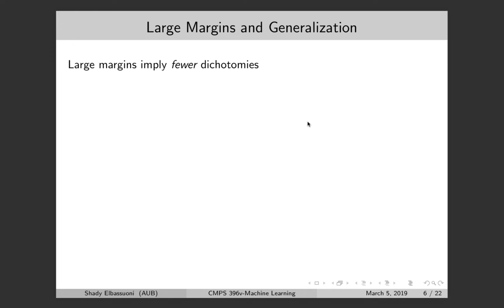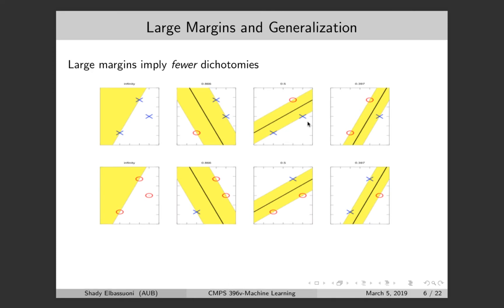Again, large margins imply fewer dichotomies. So if we look at the margin for the different lines representing the 8 different dichotomies, for the first one, the margin of error is infinity. Why infinity? Because I want the line to be as far away from the data points as possible, right? So to classify all the points as positive, I can put the line here, as far away from these points as possible. It has a margin of infinity. Same thing for the all negative case.